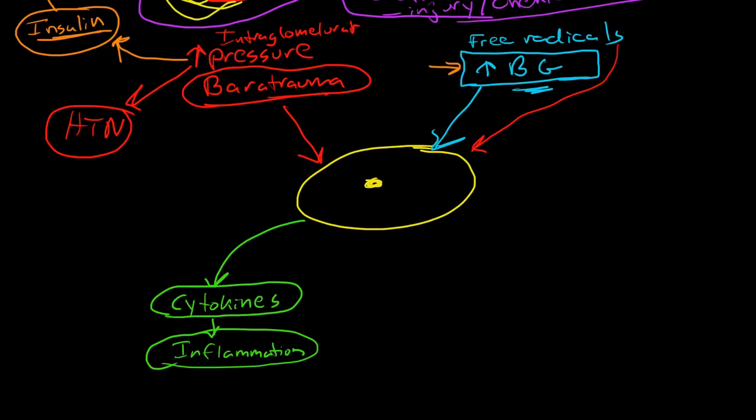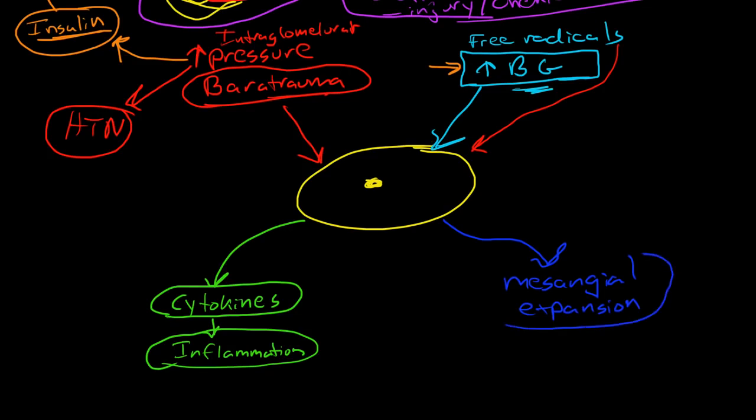otherwise known as, if you read in the literature, you'll often come across the term mesangial expansion. And this is, essentially, hypertrophy of the mesangium, where we have cells that are larger and greater in number.